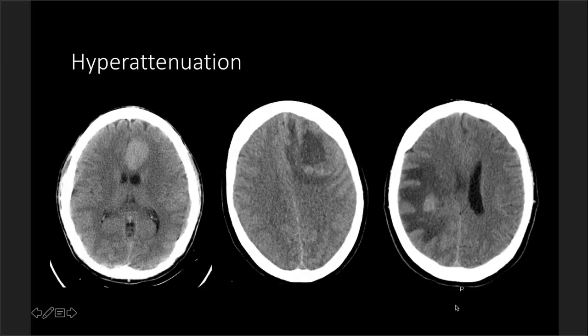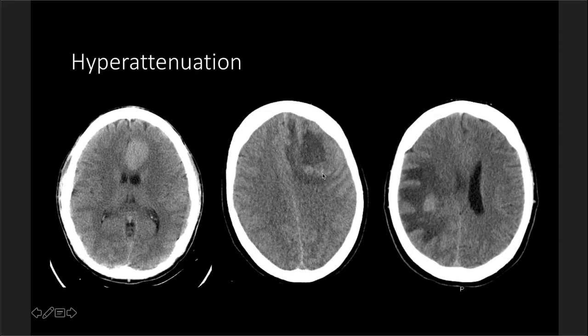On CT, we can look for hyperattenuation in the tumors. Most tumors are going to be hypoattenuating, but sometimes we'll see hyperattenuation. Like in this case, we have a tumor in the left frontal lobe, and it's brighter than the adjacent brain parenchyma, hyperattenuating. This tumor has low density centrally, but it has hyperattenuation along the margins of the tumor.